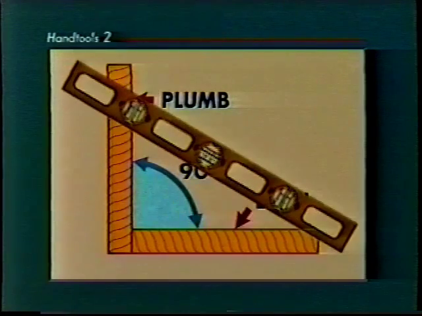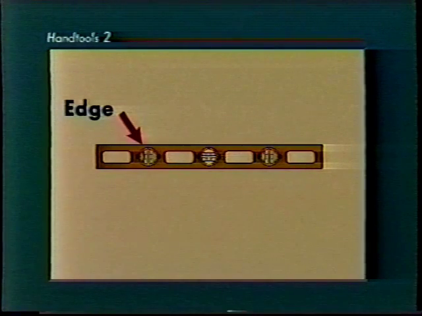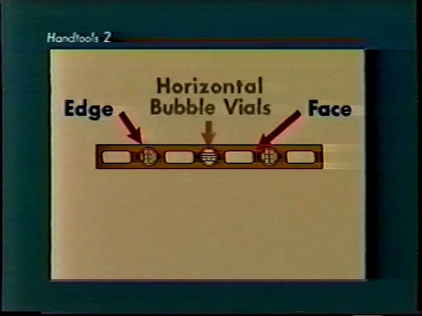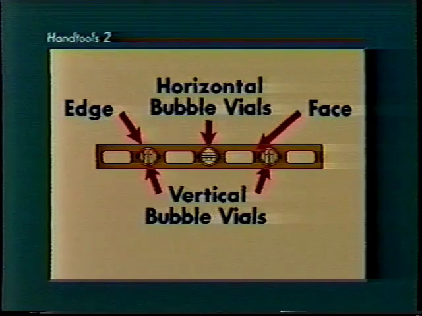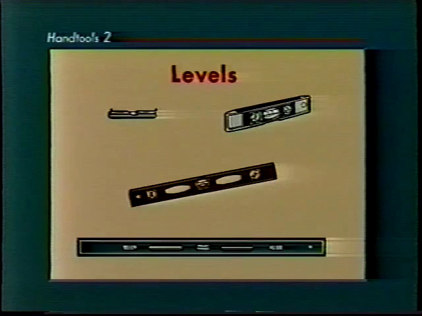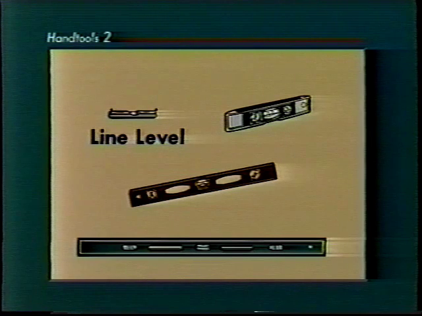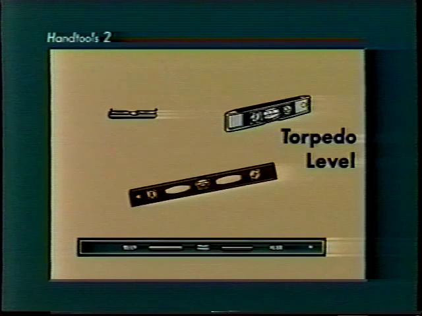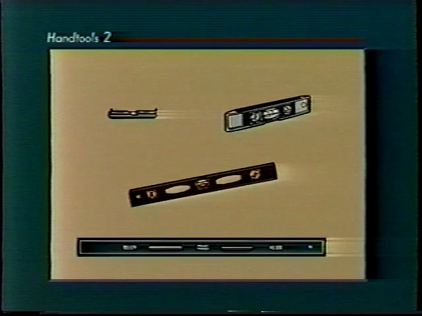The level can be used to check the plumb or level of objects. The parts of the level include the edge, the face, the horizontal bubble, and the vertical bubble. Levels come in many sizes. A good multi-use level is the standard 2-foot level. Level sizes include small line levels, torpedo levels, and masonry levels that are as long as 6 feet.